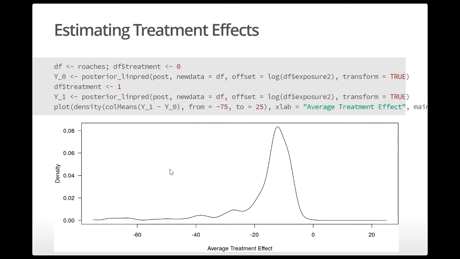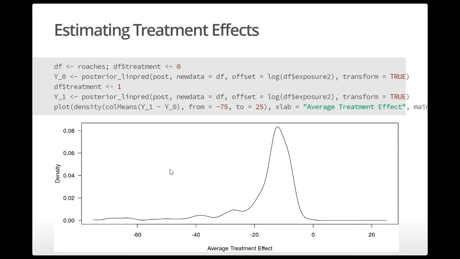There's a little probability of extremely large effects, almost none, but maybe some probability that the treatment actually causes more roaches. But certainly the bulk of this distribution suggests that there is a negative effect on roaches. And you can calculate the median or the mean of that distribution, but it seems to have a mode of about -12 or something like that.